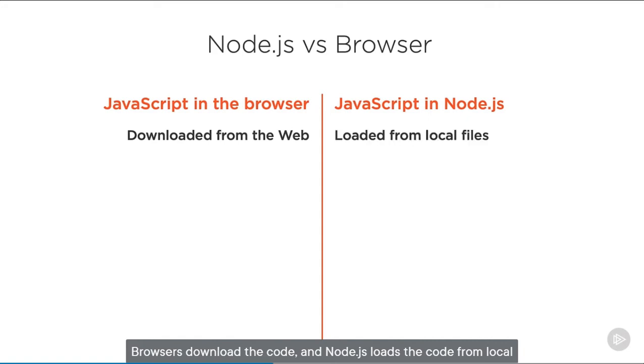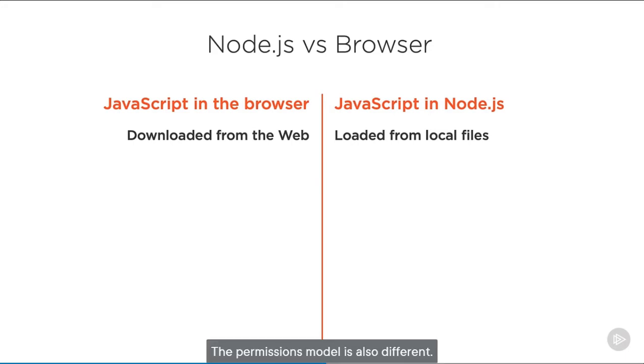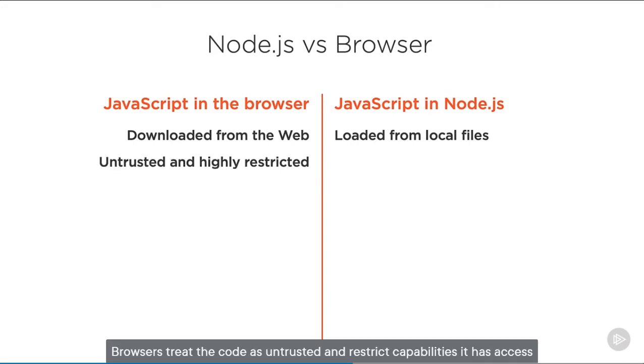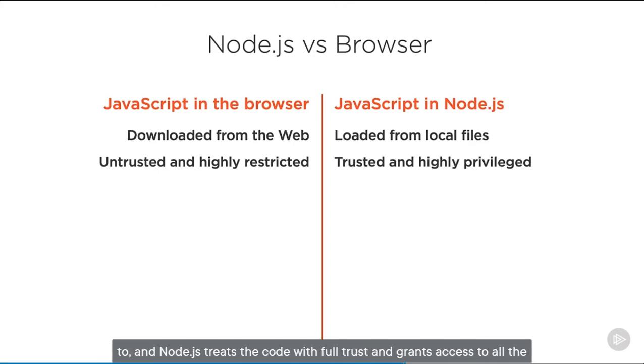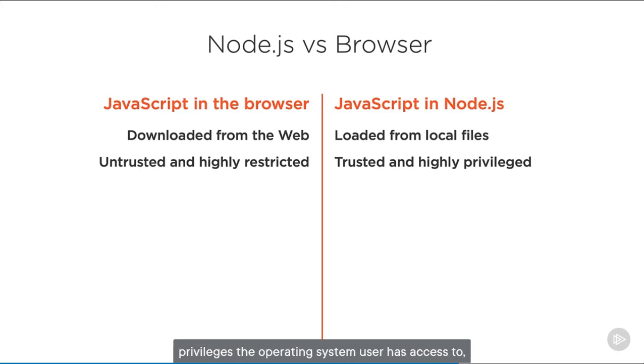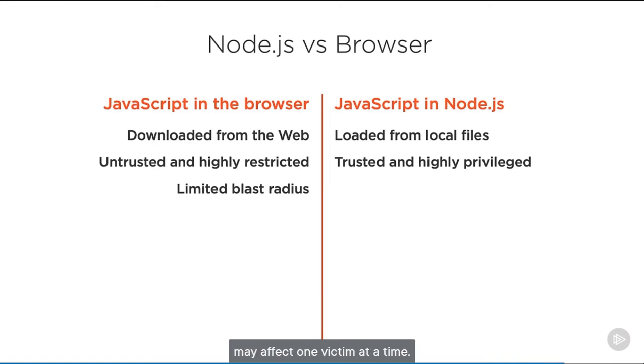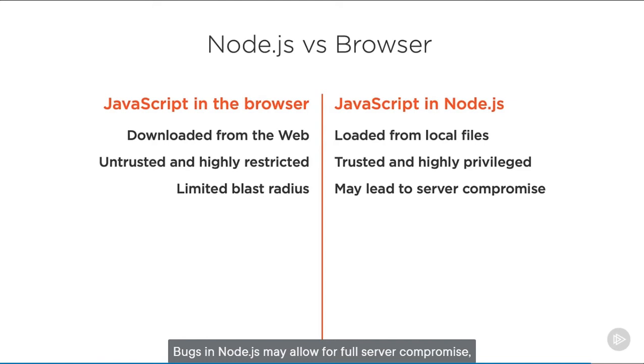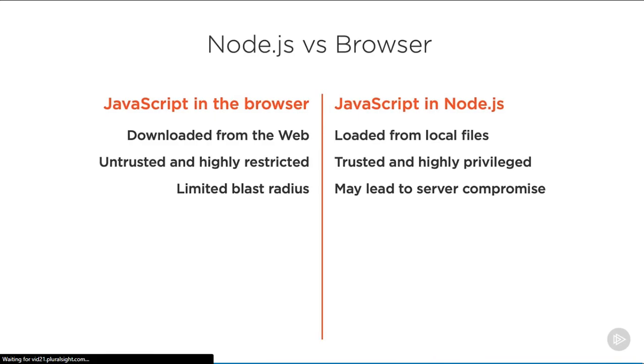Browsers download the code, and Node.js loads the code from local files, much like other popular programming languages. The permissions model is also different. Browsers treat the code as untrusted and restrict capabilities it has access to, and Node.js treats the code with full trust and grants access to all the privileges the operating system user has access to, including devices, files, and the local network. An attack based on a security vulnerability in the browser may affect one victim at a time. Bugs in Node.js may allow for full server compromise, potentially leading to a serious data breach.